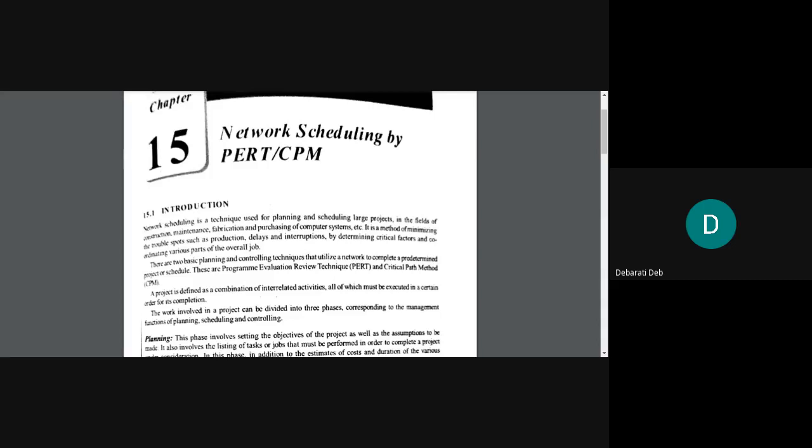Now, it is a method of minimizing the trouble spots. Why is this done actually? The main objective of network scheduling is to minimize the trouble spots that may increase the cost or the time of the project completion. In order to minimize those trouble areas, this network scheduling is done.